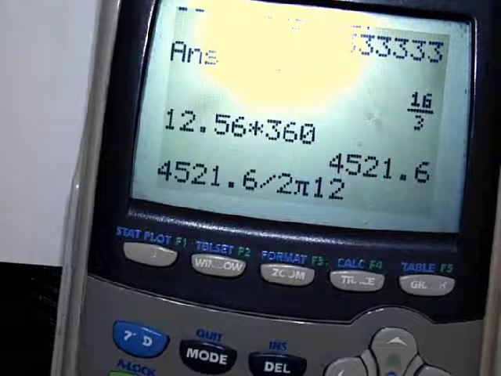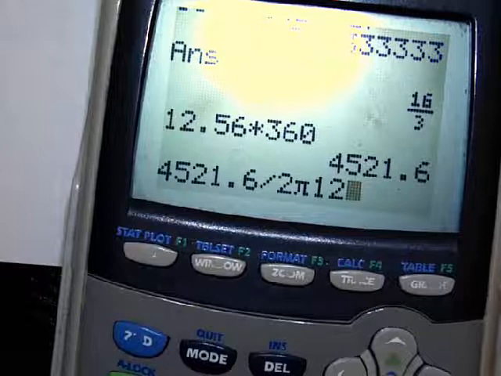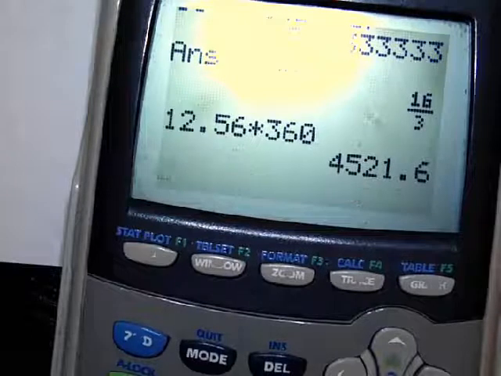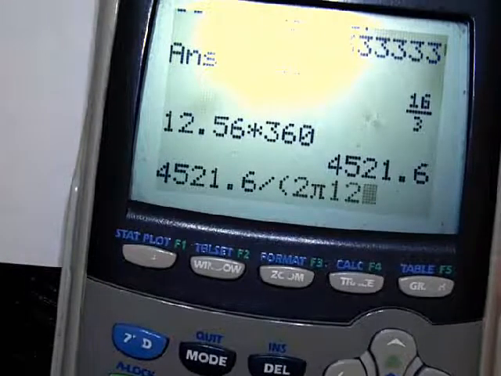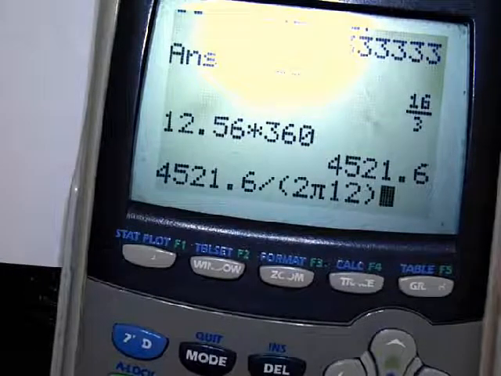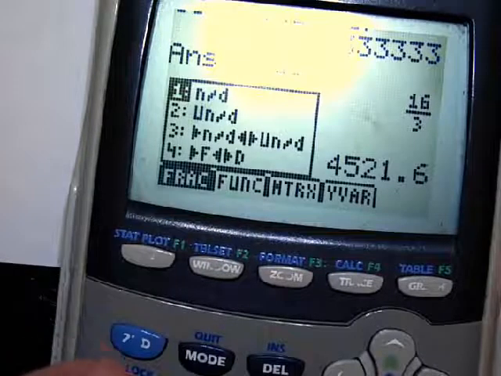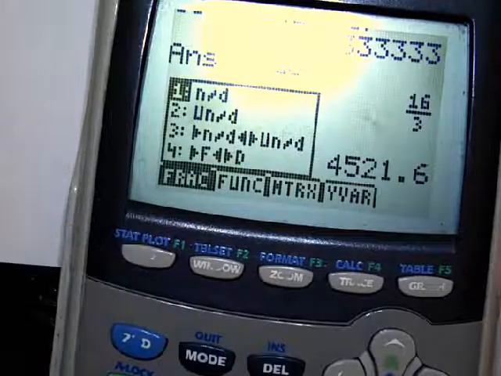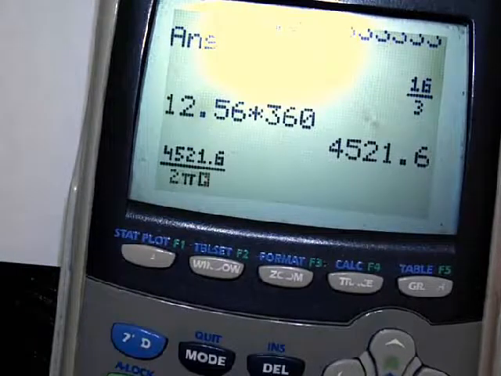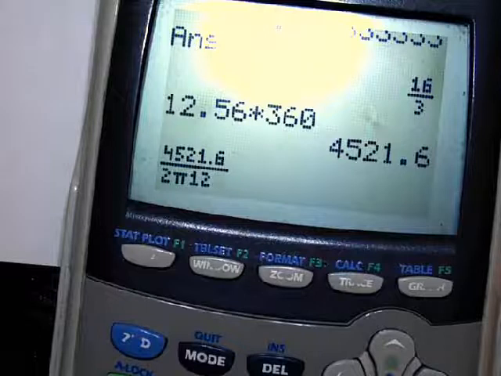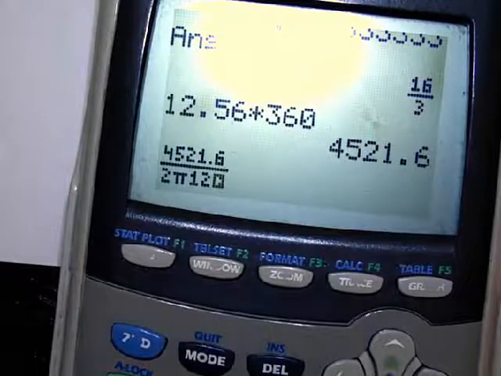So if you want to type it correctly, you have 2 options. You can do 4521.6 divided by and put the 2 pi 12 in parentheses like that. That's one option. Or if you don't like parentheses, you can type it in like a fraction. You can do alpha y equals and do 4521.6 and then do the 2 pi 12 on the bottom of the fraction. Does that make sense? So you can do parentheses or you can type it in like a fraction. Those are your 2 options.